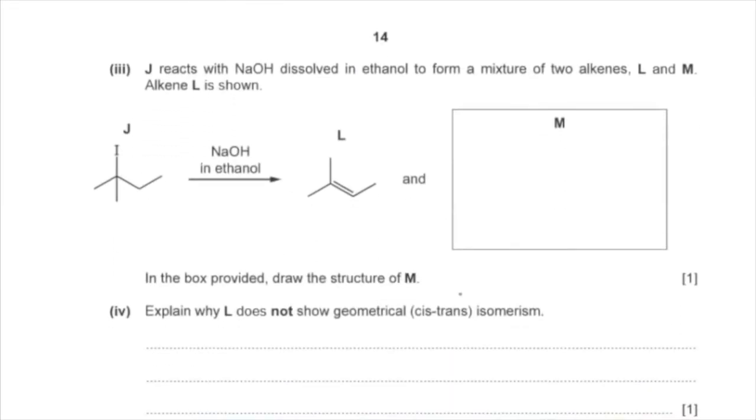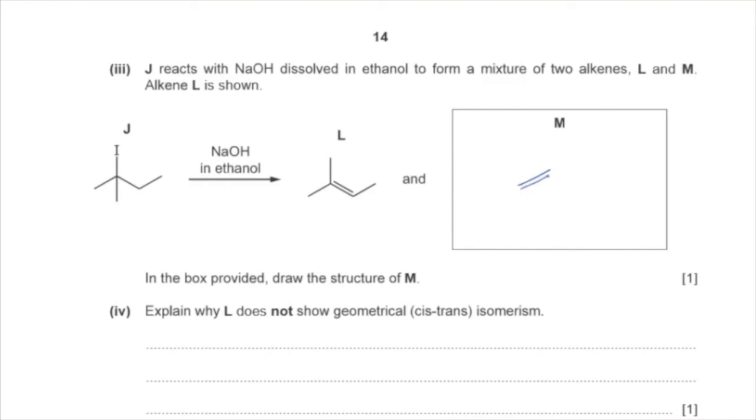Part 3, J reacts with NaOH dissolved in ethanol to form a mixture of 2 alkenes, L and M. Alkene L is shown in the box provided. Draw the structure of M. Now this iodine atom will be removed, and this leaves the double bond to settle between either the first and the second carbon atom or the second and the third carbon atom. L has got the double bond between second and third carbon atom. Hence, M will have the double bond between first and second carbon atom.